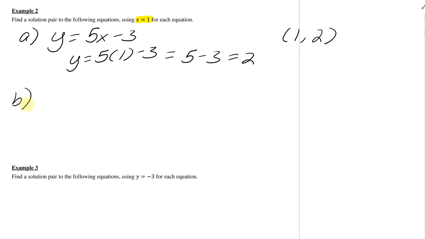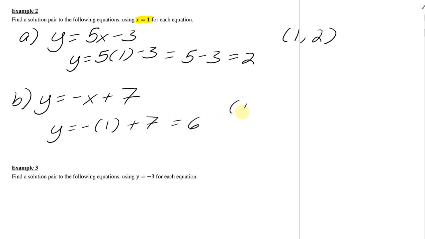So why don't you go ahead and do that with this equation: y equals negative x plus 7. You can just pause the video, hit play when you're ready. So now if I plug in 1, this becomes y equals negative 1 plus 7. Negative 1 plus 7 is 6. So this is the ordered pair 1, 6.